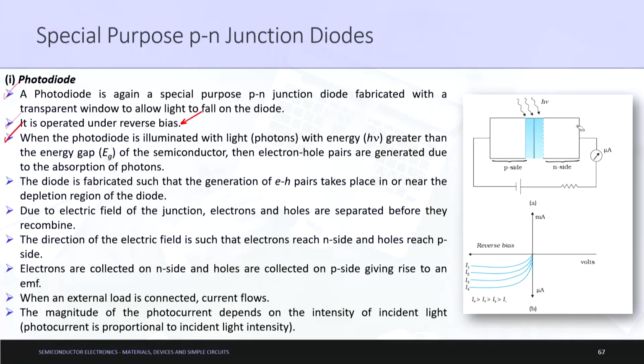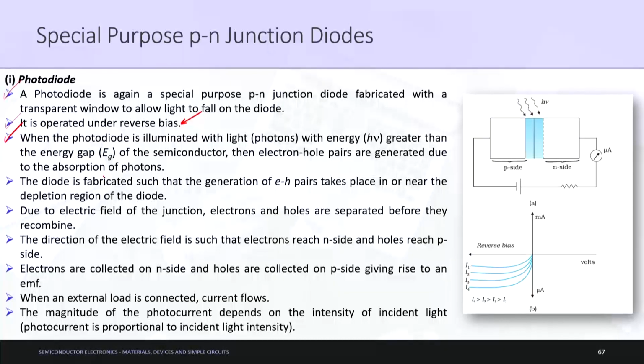So, this is the basic photodiode, and when it is illuminated by light with energy h nu greater than the energy gap E g of the semiconductor, electron hole pairs are generated. Because the electrons are being ejected, we get an electron, and because it is ejected from a location, we get a hole also. So, an electron hole pair is generated due to the absorption of photons.